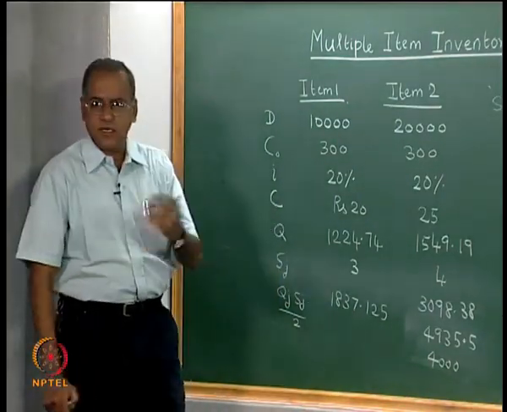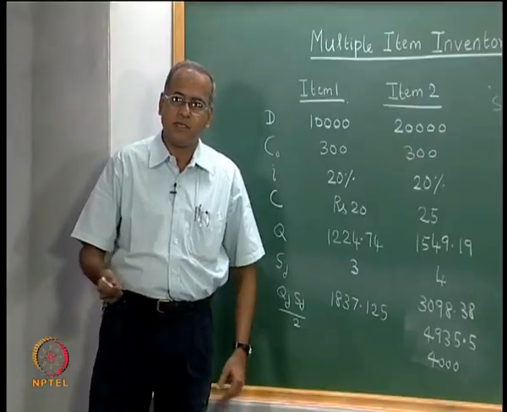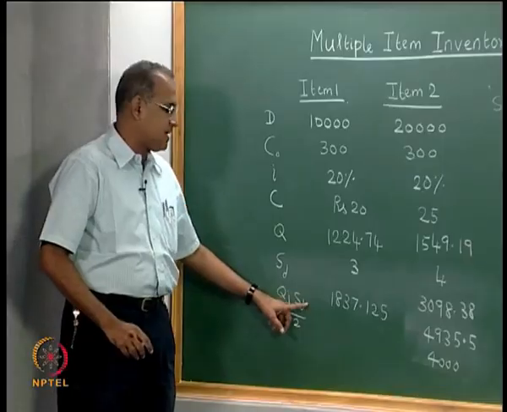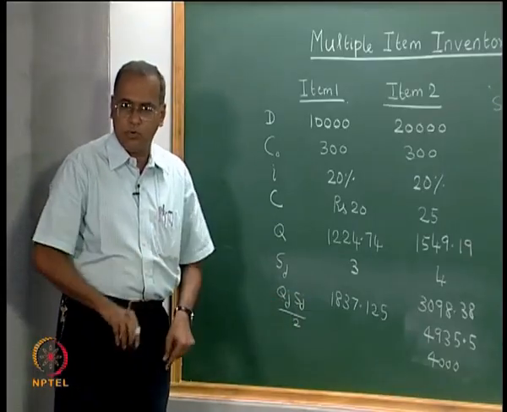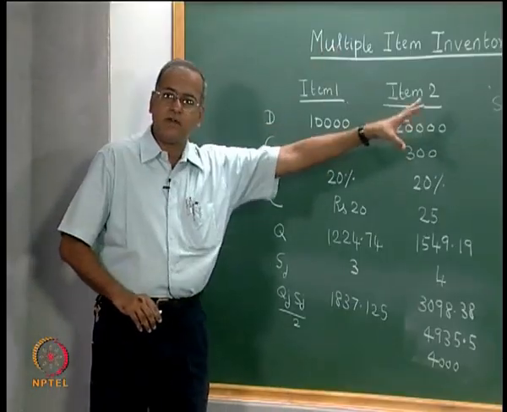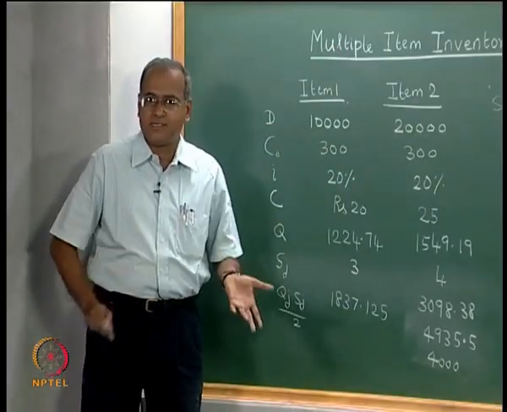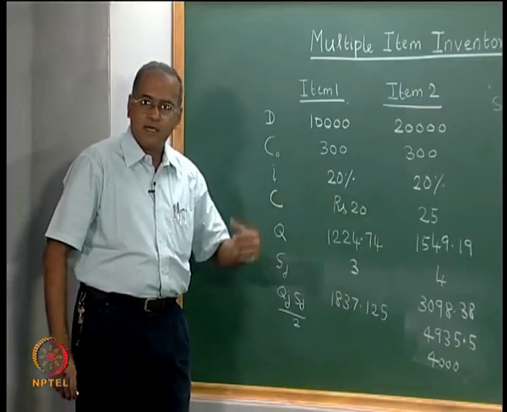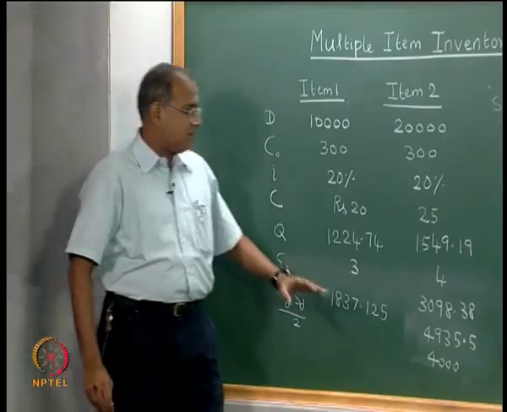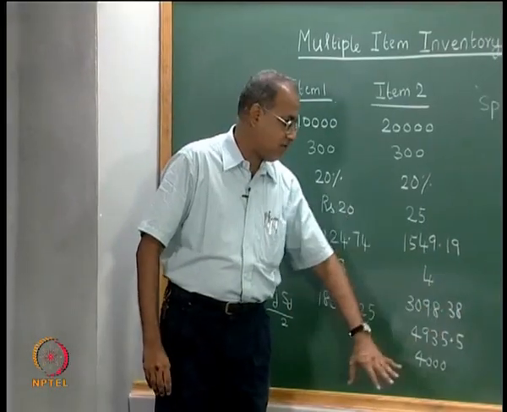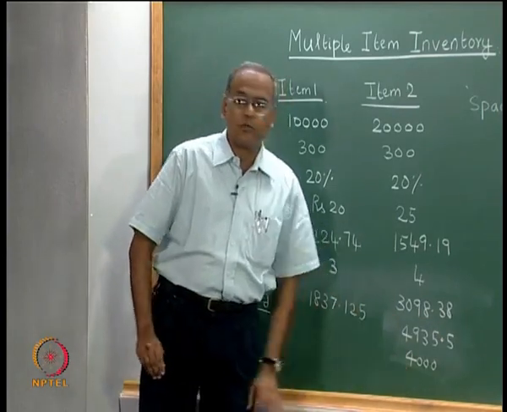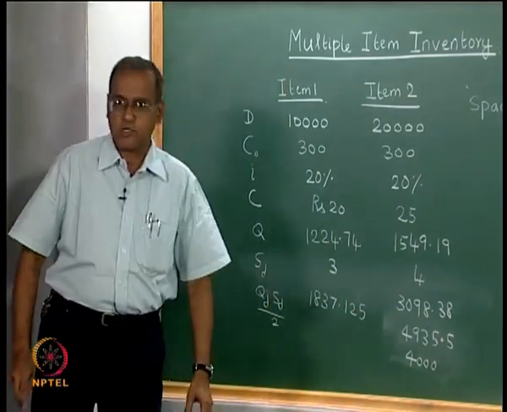Sometimes we may take an extreme view and say that we should have enough space when the entire consignment comes, which means we need Qj Sj and not Qj Sj by 2. So all these numbers get doubled, but the methodology of solving it is not affected by that decision. We will proceed by assuming that the space requirement is for the average inventory, which means on average we require 4935.5 cubic feet of space, and we have a constraint of 4000.